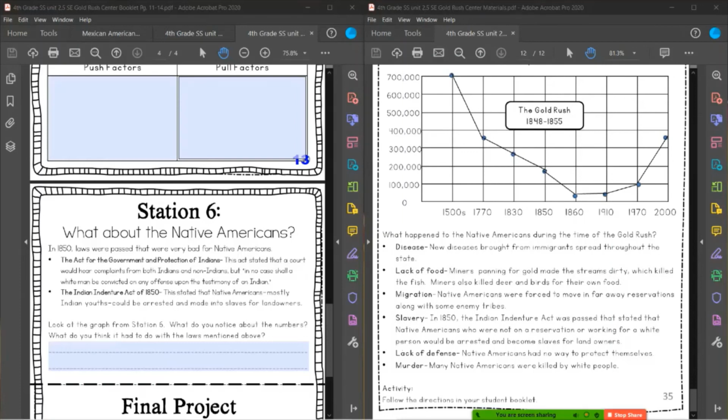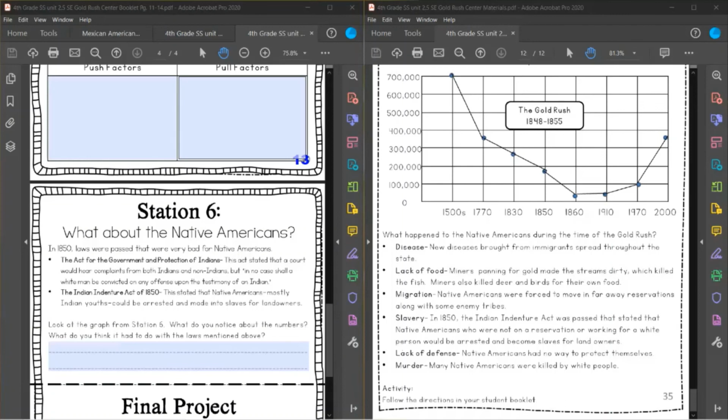And there was also the issue of slavery. So in 1850, the Indian Indenture Act was passed, and we read about this, and it stated that the Native Americans who were not on a reservation or working for a white person would be arrested and become slaves for landowners. So this gives a little more detail about it. And this was usually focused more towards the youth. So young adults, people who were young and strong and able to work, those are the people that they targeted the most.